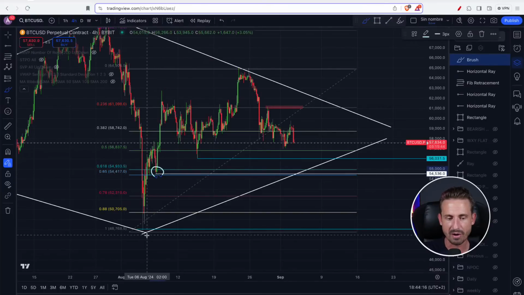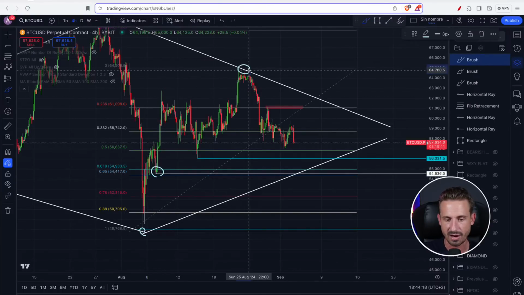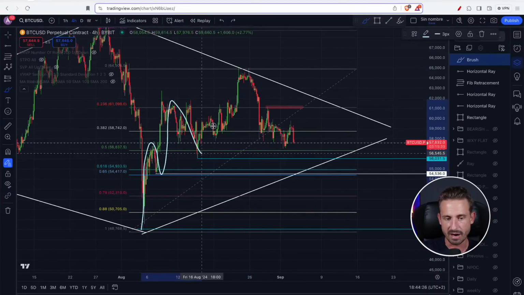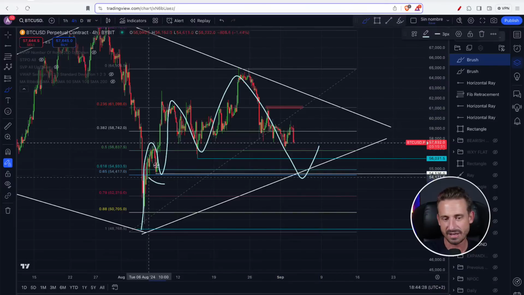You've got the golden pocket from the low of the 5th of August to the highs here that we formed on the 25th of August. And you got the first higher low after this major uptrend. It's the first higher low. I love the first higher low. It's an almost guaranteed liquidity grab level and a bounce.